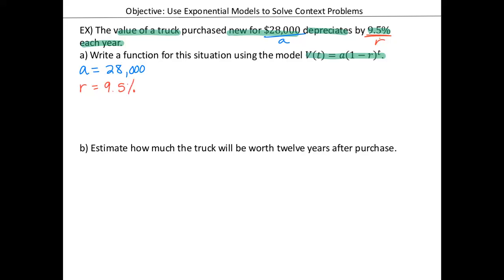9.5%, but I don't want it as a percent. I want it as a decimal. So again, you can divide by 100 or just move the decimal twice. Now you're going to have to add a 0 in front of the 9. So the r is going to be 0.095.